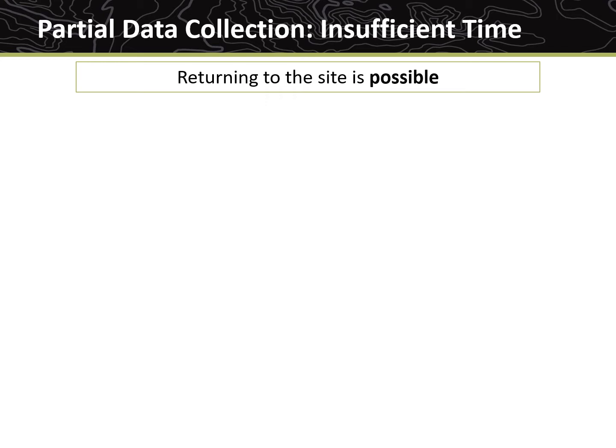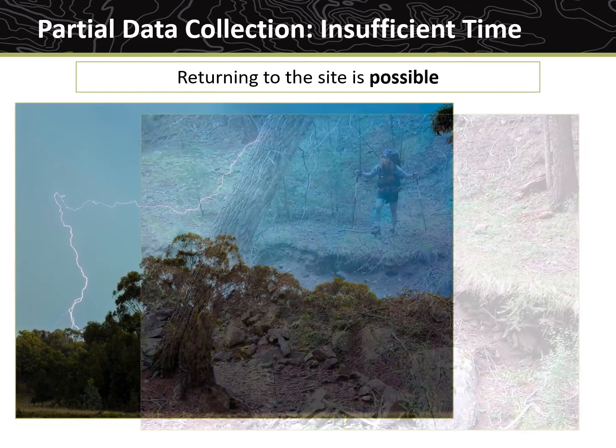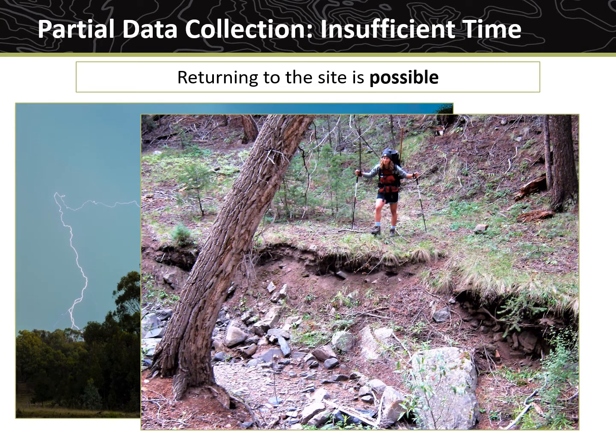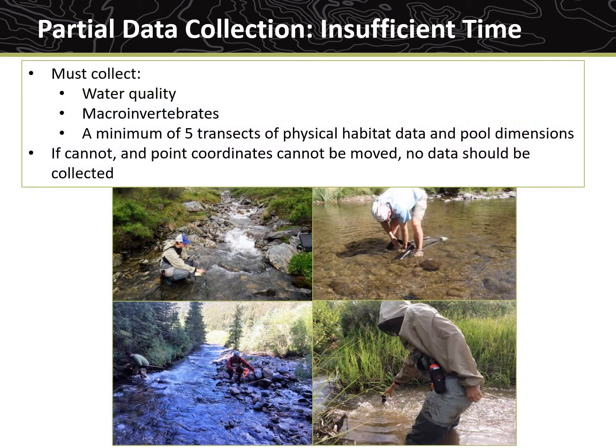However, a reach can still be completely sampled at a later date if these conditions don't exist and the reach was abandoned earlier because of bad weather or a long approach hike. Everything should be done within reason to return to a reach that was not fully sampled to finish data collection. If returning to the reach is impossible and partial data must be collected, some measurements should be prioritized over others. First, it should be determined if water quality, macroinvertebrates, and a minimum of 5 transects of physical habitat and pool dimension data can be collected.